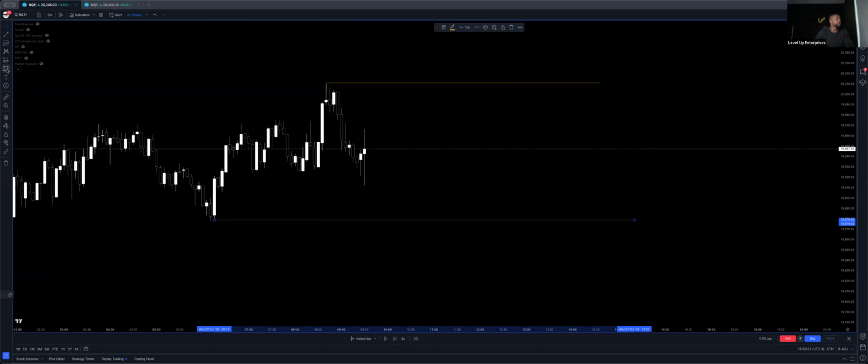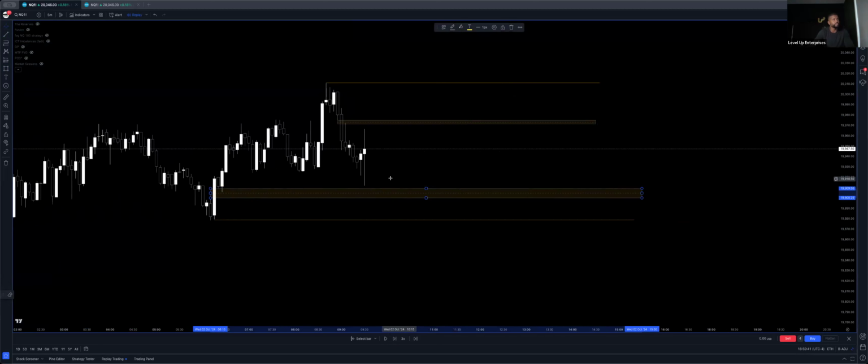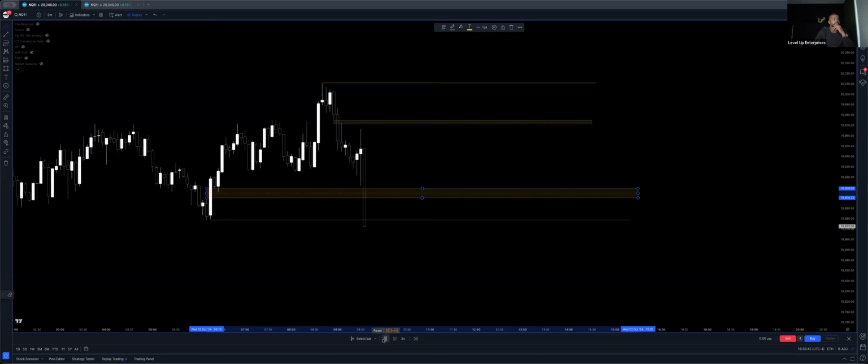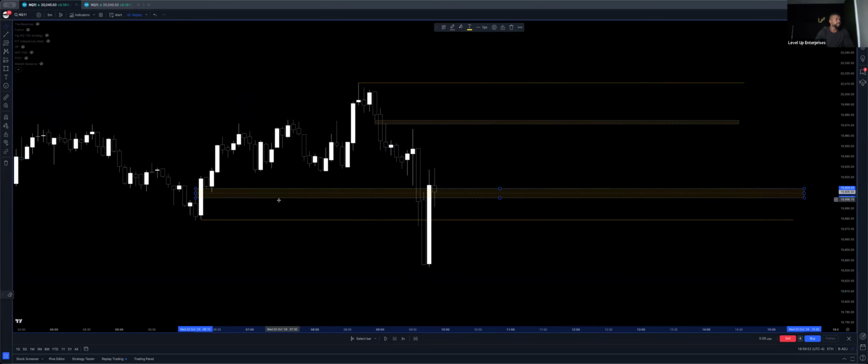We do have a small fair value gap right here, and on top of that, we have a fair value gap also right over here. It was already tapped in, but if we get a body closure below it, it's still considered an inversion fair value gap. So here we go. We get inverted right there. This is the inversion, right?